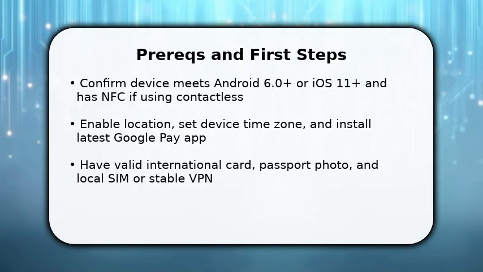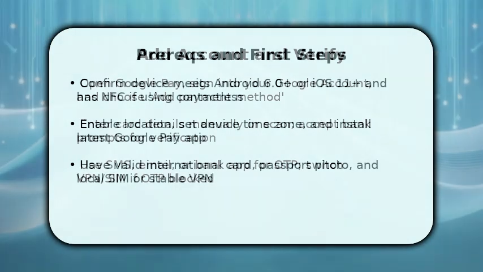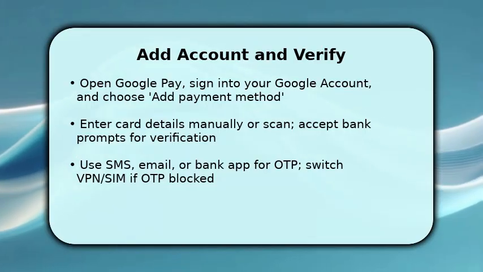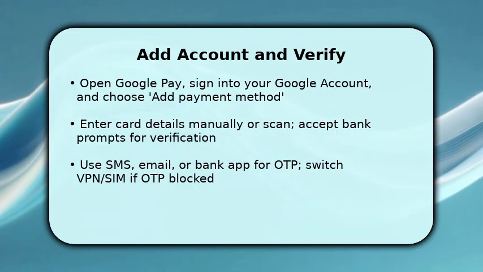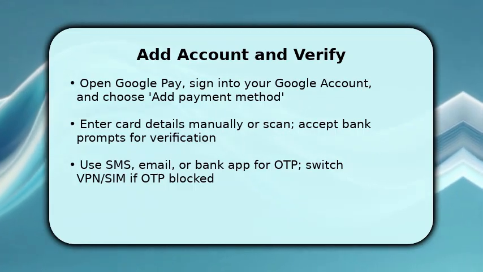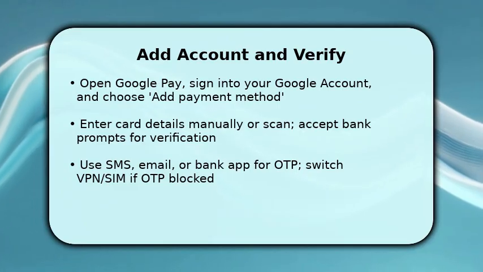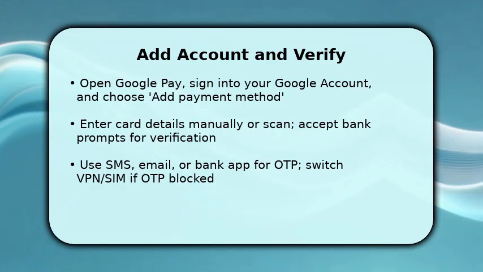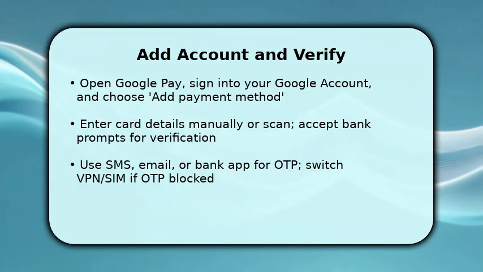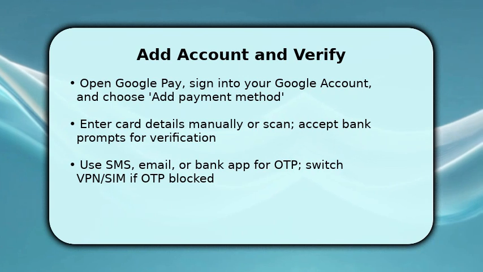You now add and verify your card so transactions will process. Open Google Pay, sign in, and pick Add Payment Method. Scan or type the card number and expiry. When the bank sends a verification request, respond via OTP sent to your phone or confirm inside your bank app. If the OTP fails, flip your VPN or insert a local SIM for the code. Make sure the billing address matches the card's country to avoid declines. This is the critical middle phase where most errors occur, so proceed carefully.